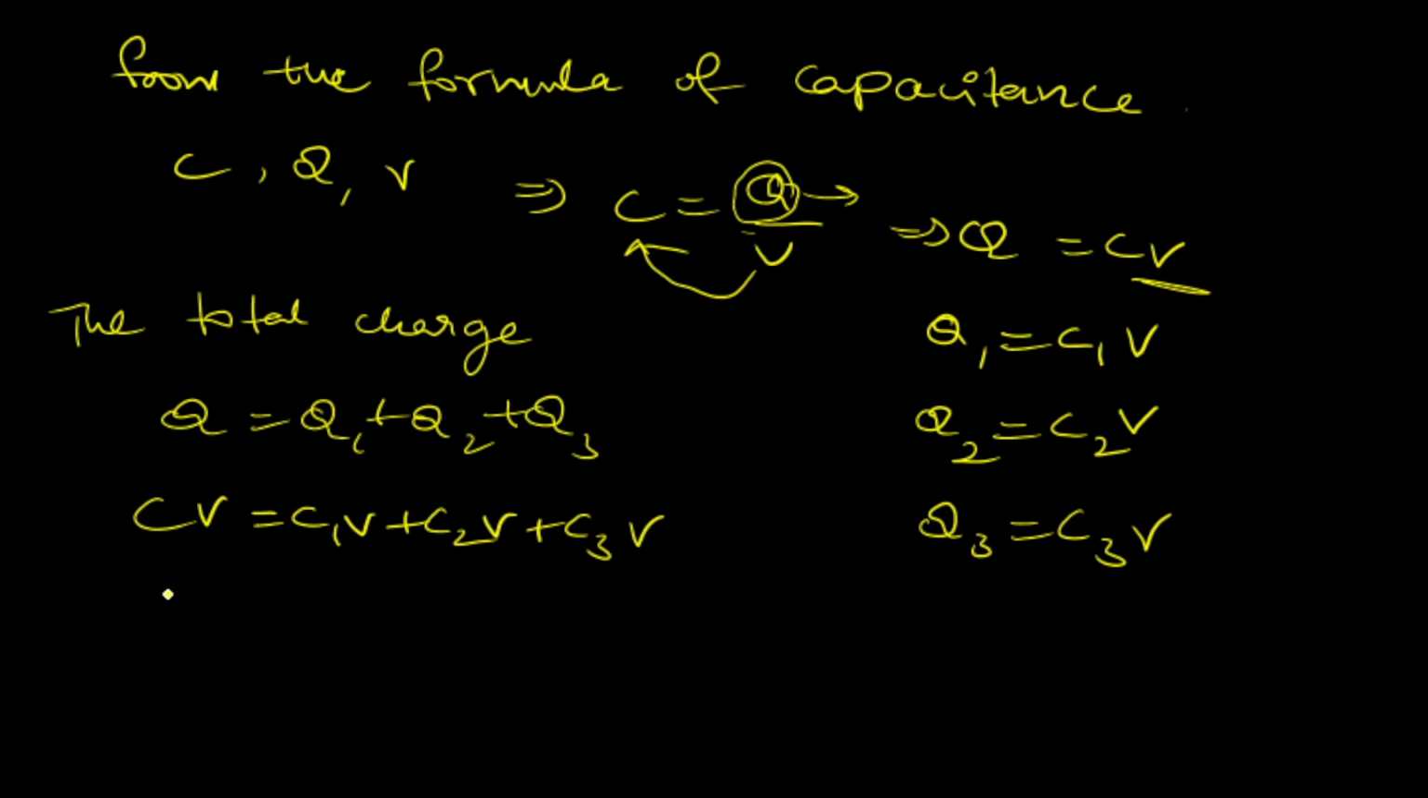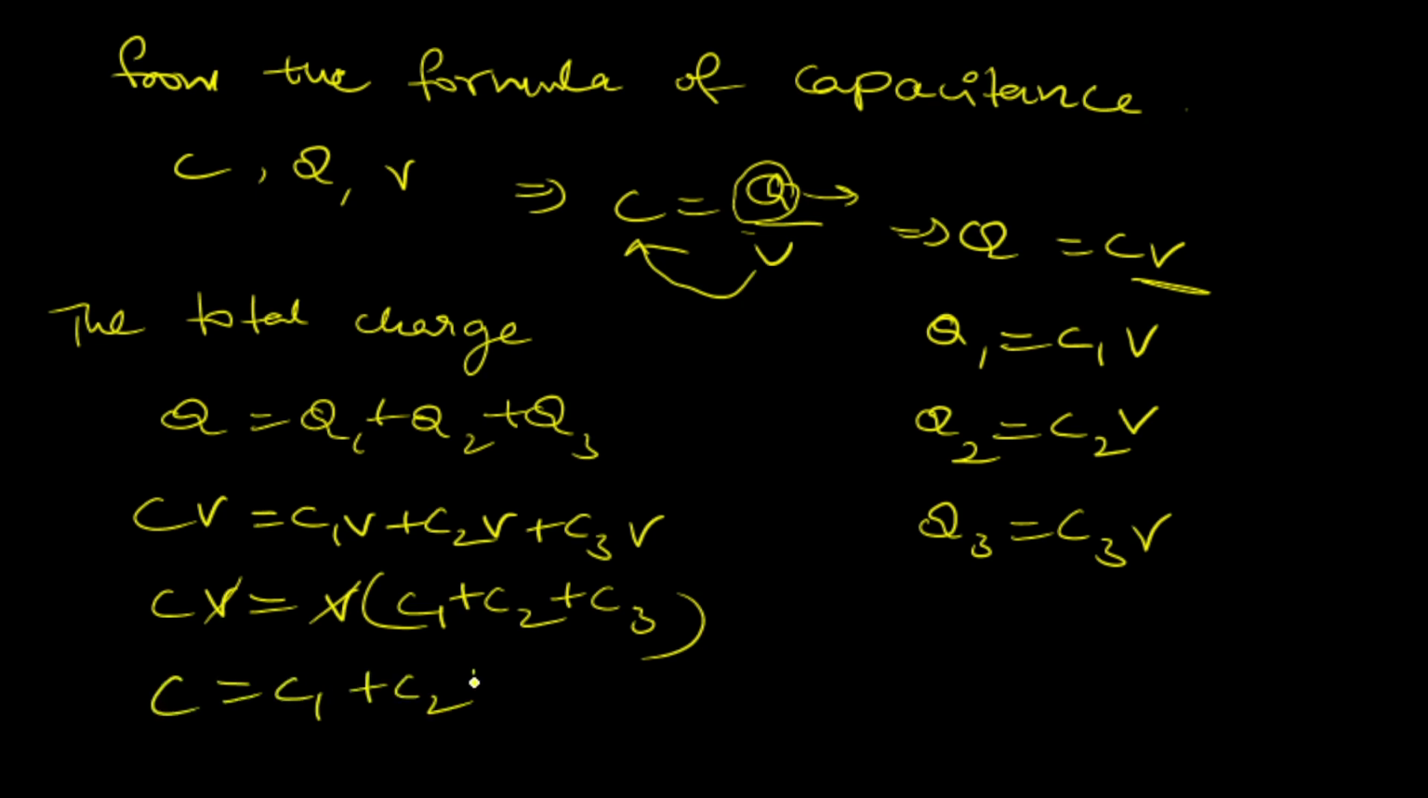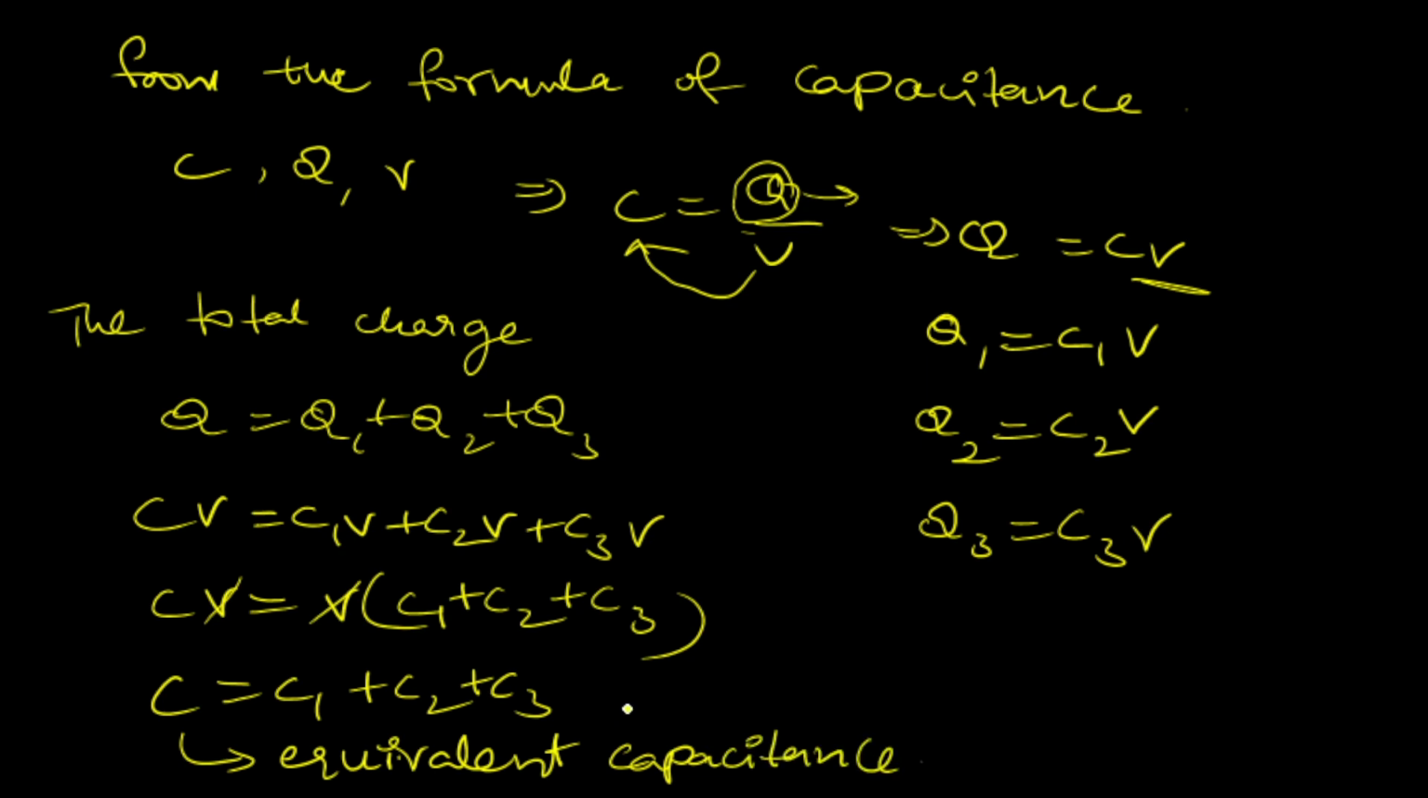Okay, if you take V common this way, CV is equal to V of C1 plus C2 plus C3. Now just cancel V on both sides, therefore you are left with C is equal to C1 plus C2 plus C3. This C is nothing but the equivalent capacitance, equivalent capacitance. And this is for 3 capacitors.